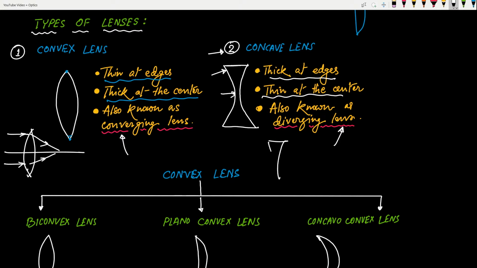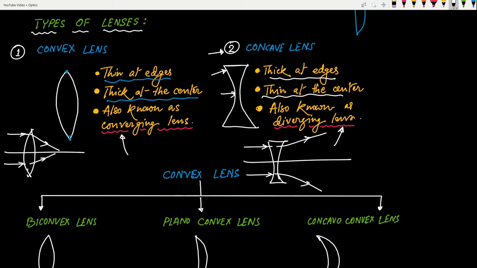Why? Because if this is a concave lens, then similarly we will prove that if parallel rays come and hit this concave lens, then after refraction the rays will diverge. Since the rays are diverging, these kinds of lenses are known as diverging lenses. So simple as that. Concave lens is known as a diverging lens and convex lens is known as a converging lens. Very simple. Now I have explained how to remember which lens is which.